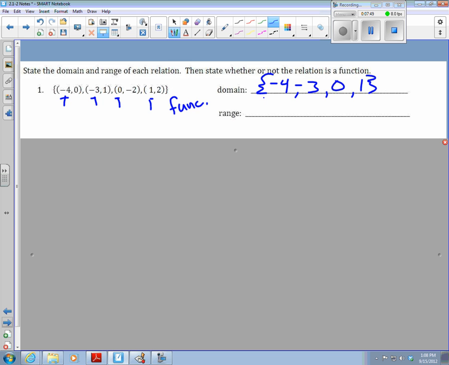The range, it doesn't matter if that repeats or not. 0, 1, -2, and 2. It doesn't repeat. But once again, it doesn't matter. If it does repeat, it could still be a function.